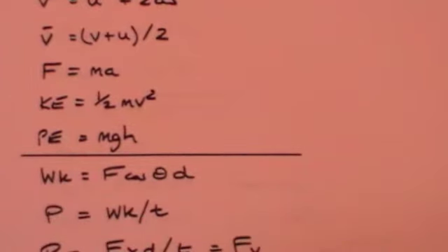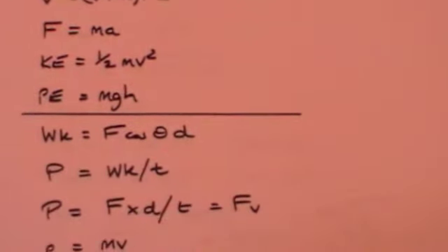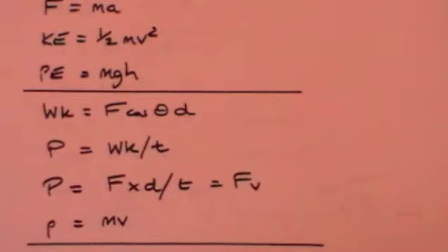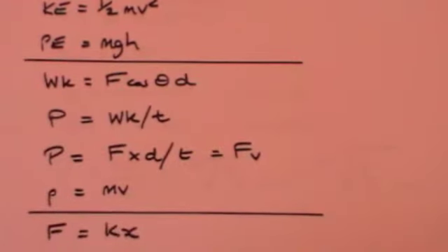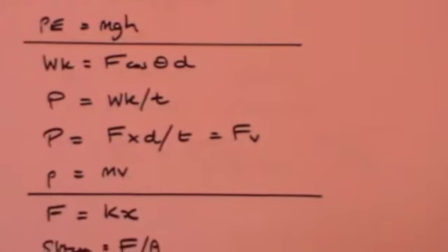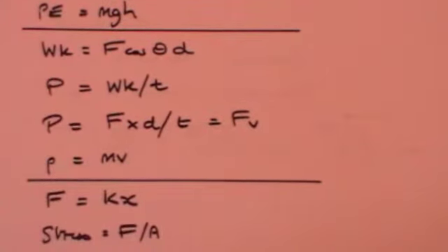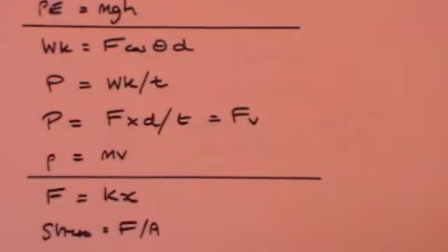Power is work over time, measured in watts. Power is also force times velocity, because work is force times distance, and so force times distance over time is force times distance over time, which is velocity. Momentum is mass times velocity. Now we come to springs and stretching. Force is the spring constant, or the stiffness constant, times the displacement.